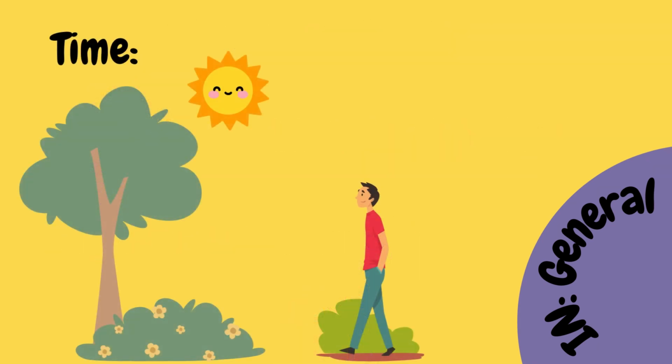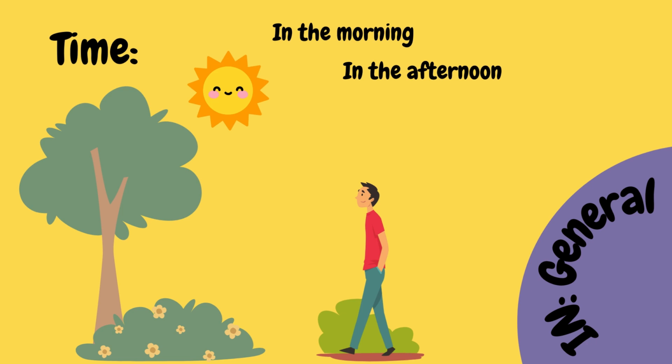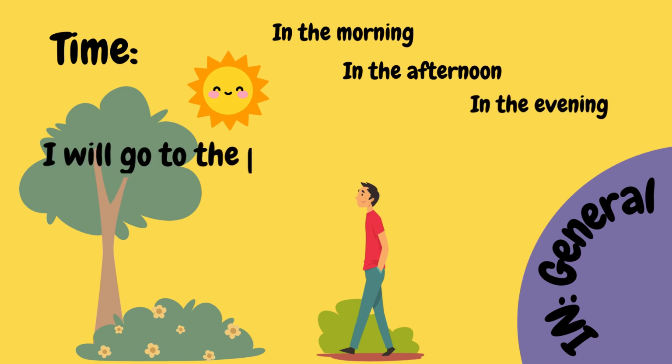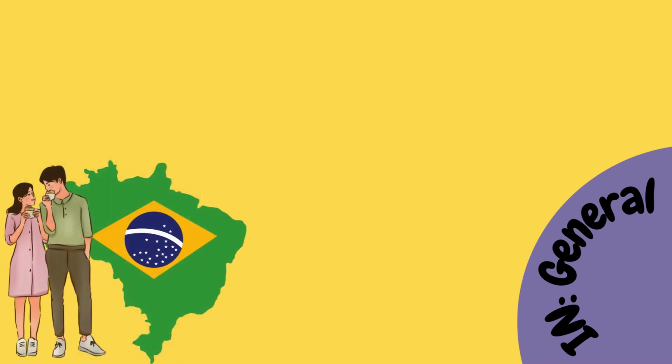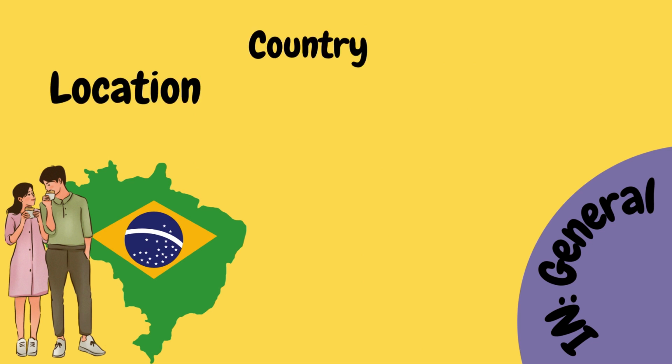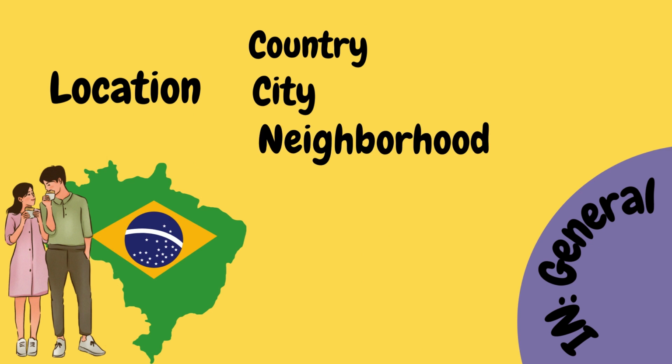We also use the preposition in with the expressions in the morning, in the afternoon, and in the evening. For example, I will go to the park in the morning. When we are talking about location, the preposition in is used with country, city, and neighborhood. For example, they live in Brazil.